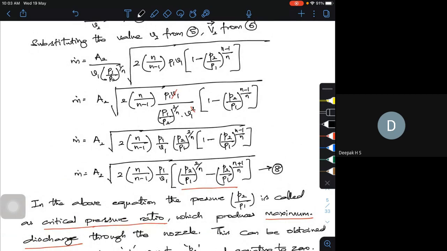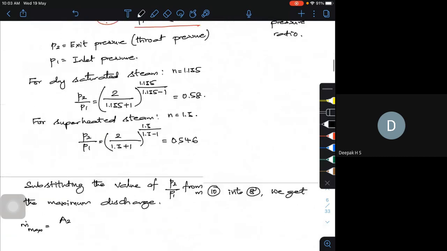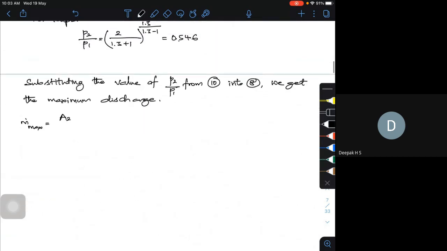Okay, (2/(n+1))^(n/(n-1)). Let me substitute that. So A2 times the square root of the whole thing, 2n/(n-1) into P1/V1. Anyway, the square root is there fully.